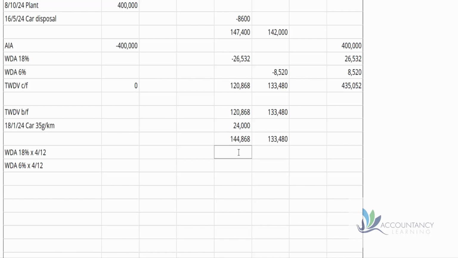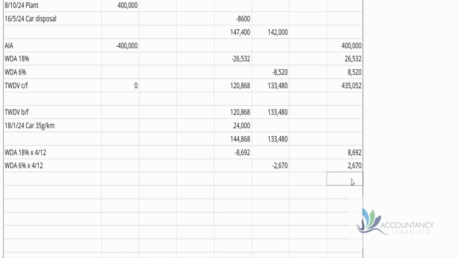So for the general pool, we take the 144,868, multiply by 18%, and then time apportion for the 4 months. And that gives us a writing down allowance of 8,692. And the full amount of that can go into the final column. And then for the special rate pool, again, it's only 6% this time, but remember we need to time apportion. So we get 2,670 with a little bit of rounding there. Again, the full amount can go into the final column. No need to worry about private use for an employee.